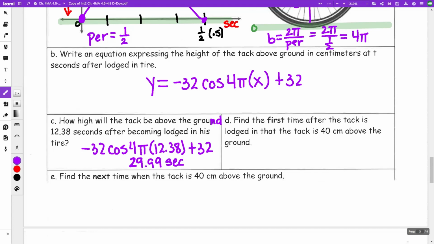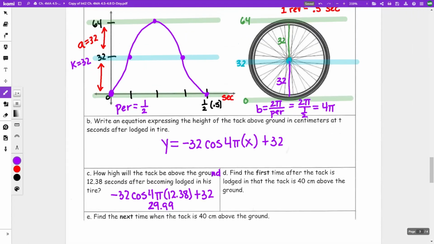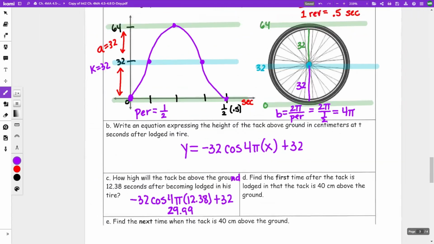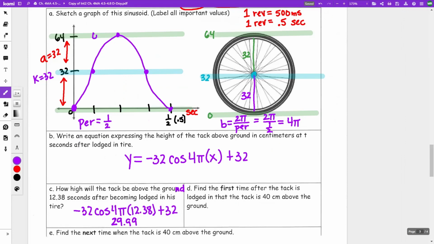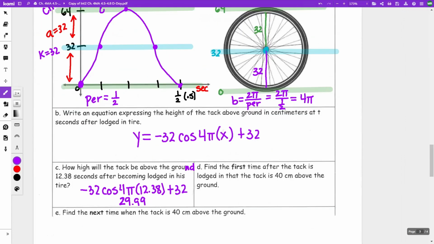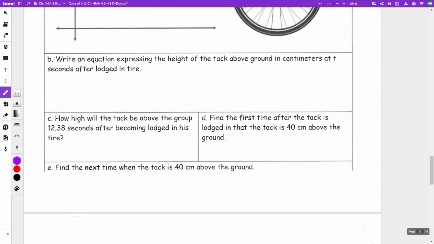So that is going to be 29.99, so about 30. I mean, not seconds, sorry. Centimeters. Okay, this is centimeters. I should have labeled this. Centimeters on the y-axis.